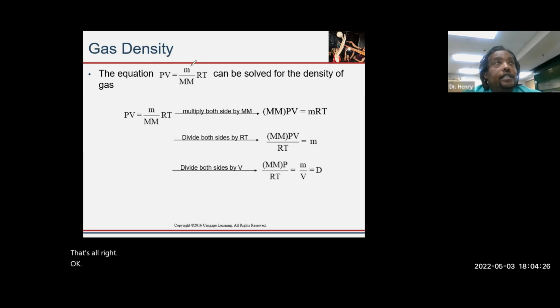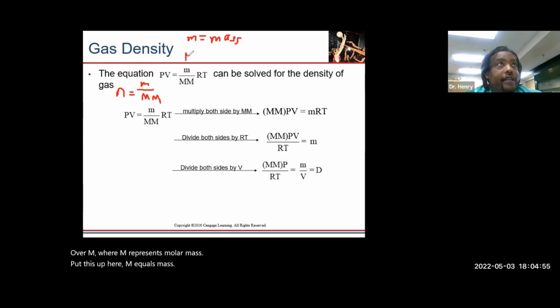So if we substitute number of moles n is equal to mass over MM, where MM represents molar mass. Put this up here, m equals mass and MM equals molar mass.